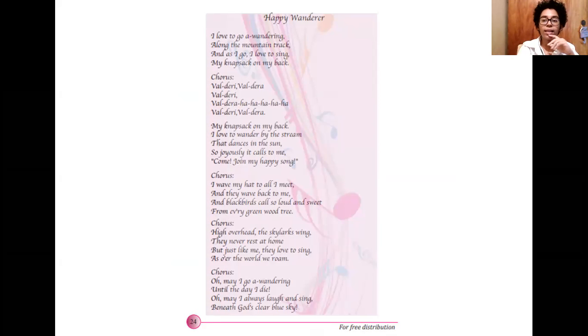Now the song doesn't say directly "I like to travel." Different words have been used. Right? He says, "I love to go a wandering along the mountain track. And as I go, I love to sing, my knapsack on my back. I love to go a wandering." Wandering, what did I say? Wandering is similar to travel. Aimlessly walking somewhere, right?